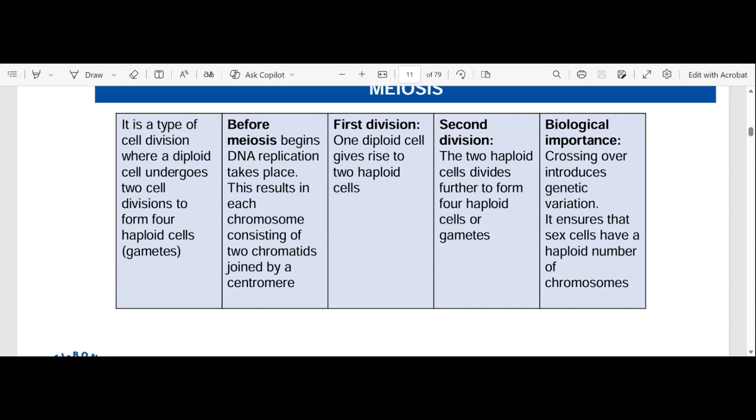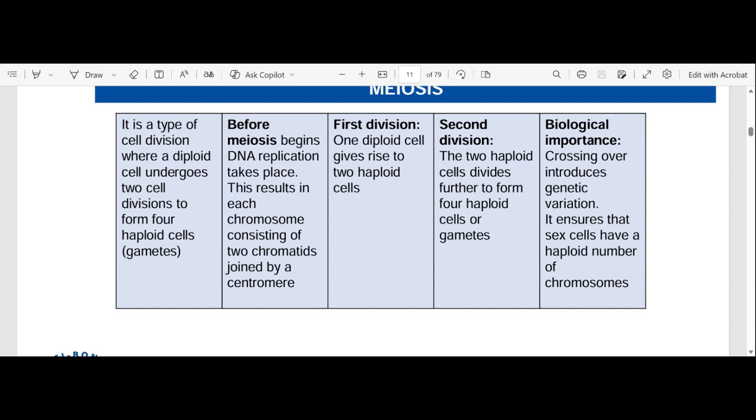So the first phase before meiosis even begins is interphase. That's where DNA replication takes place, right? So DNA replication is that you are replicating your DNA strand. And after a cell is done replicating the DNA strand, you result in 2 chromatids joined by a centromere. A centromere just means that it's a point where 2 chromatids meet. It's not a structure, it's just a point where two chromatids meet, right?